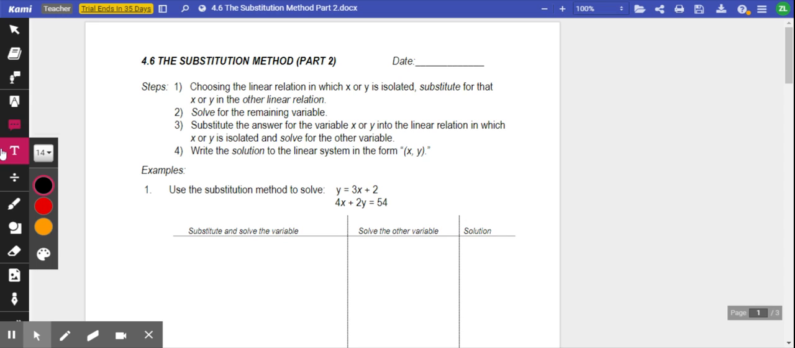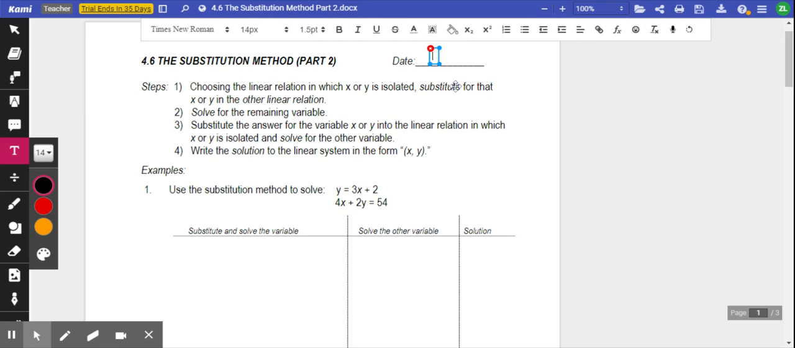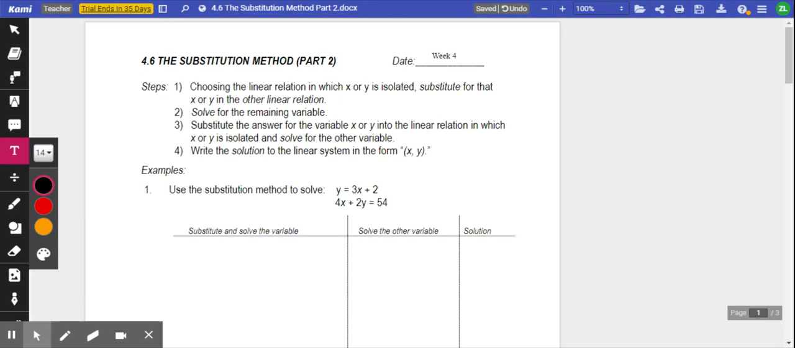Okay, guys, carrying on week 4 distance learning. And we're going to carry on very similar to our last lesson, with a little bit of change, and it's the substitution method.